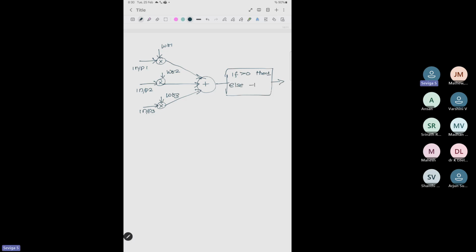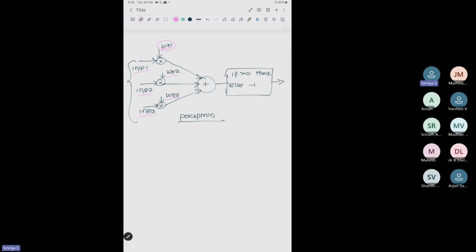So this is called a perceptron. What we have here are the inputs. These inputs are real numbers, and each input has one weight. This weight is also a real number.